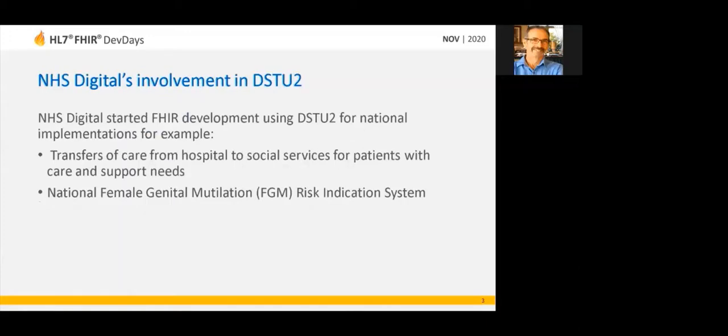I'd like to go back in history a bit to when NHS Digital first started doing FHIR and we started using DSTU2. We had two projects. One of them was a transfer of care to support the discharge of hospital patients who have care and support needs. We also did a national female genital mutilation risk indicator system.